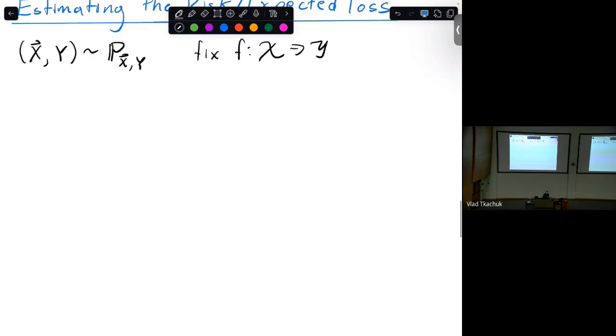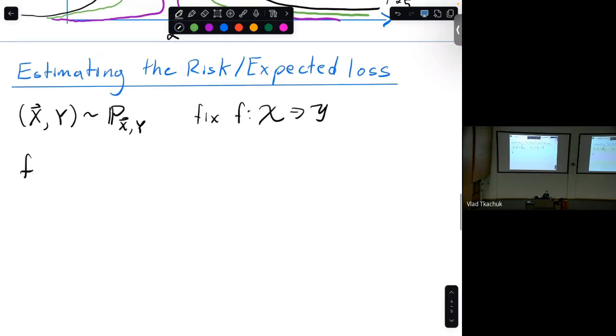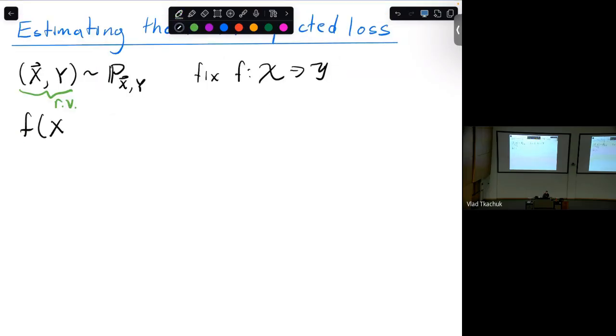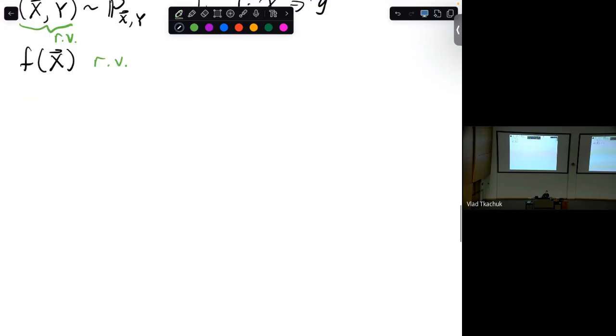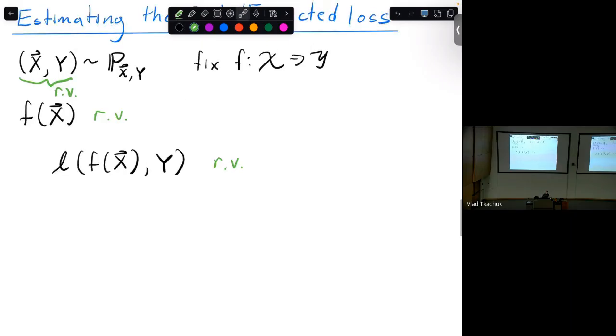Right. Then, some things to note. These are random variables. f of X is also a random variable. And you might get annoyed that I'm stressing this so many times, but this is very important to drive the point home. If you take the loss function, let's just remove the z for now, and you plug in f of the random feature and you compare it to your random label, that's still a random variable.